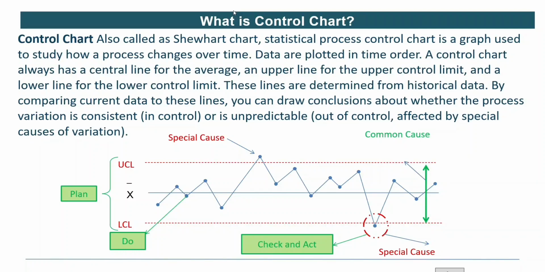This control chart is also called a statistical process control because it gives you an understanding of whether a particular metric of your process is within the statistical control. So what do we mean by statistical control? We will understand about it in this video.